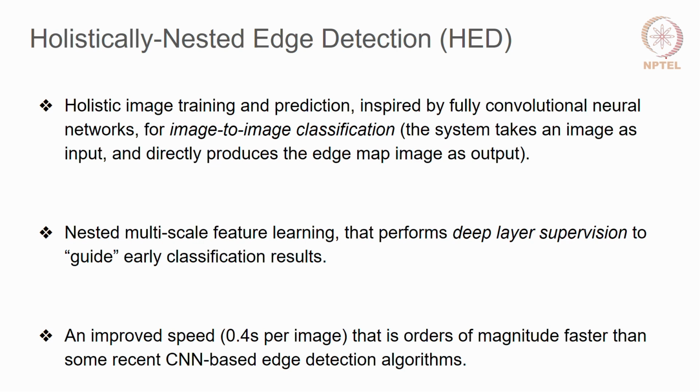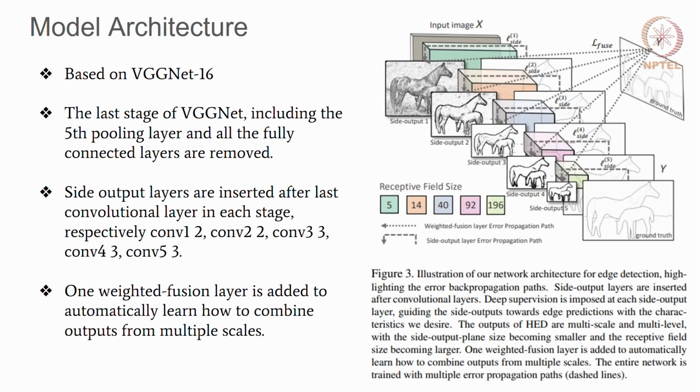It's actually fully convolutional for this one classification problem, and it takes images as input, and the job is to directly produce the edge map as output. And then some other things, improved speed and all that. The way this works is it's actually borrowed from VGGNet 16, one of the standard architectures that we already saw. So the architecture is the same.